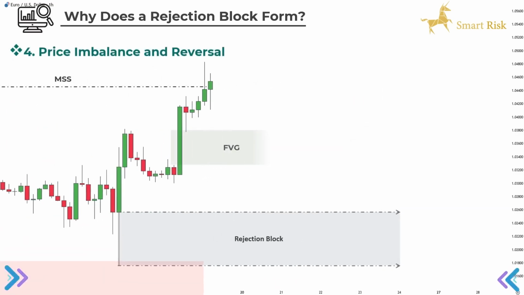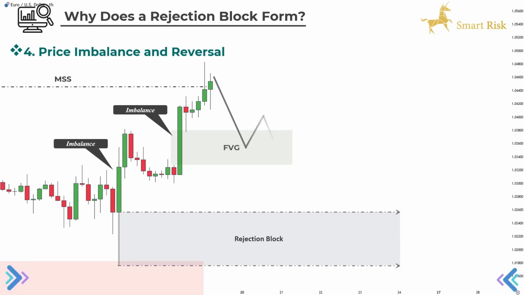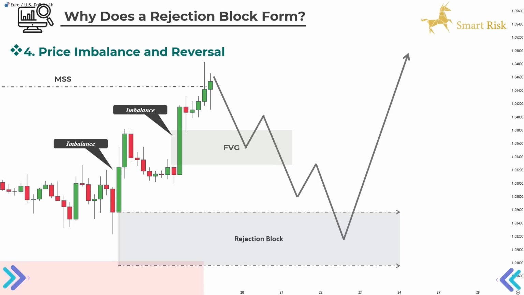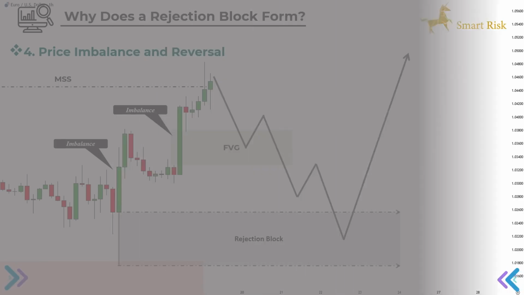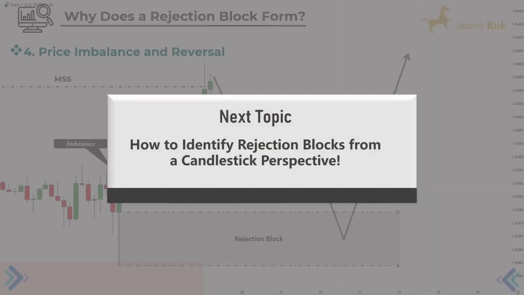Price imbalance and reversal. After rejection, price often moves away rapidly, creating an imbalance due to a lack of opposing orders. This imbalance acts as a magnet for future price movements, meaning price is likely to return to the rejection block before continuing in the new direction. Now let's see how to identify rejection blocks from a candlestick perspective.